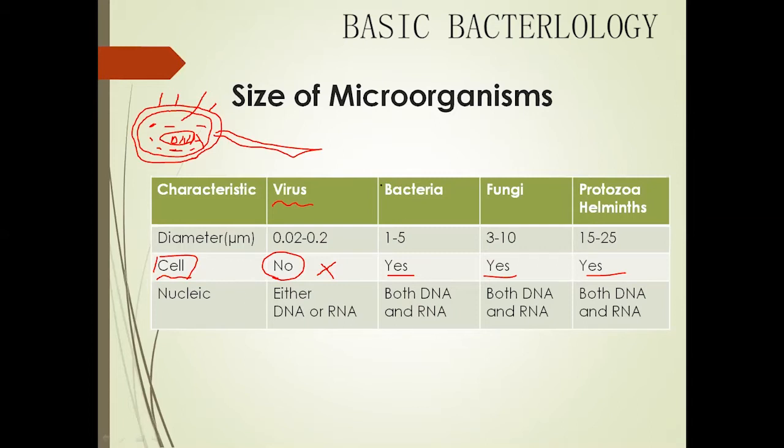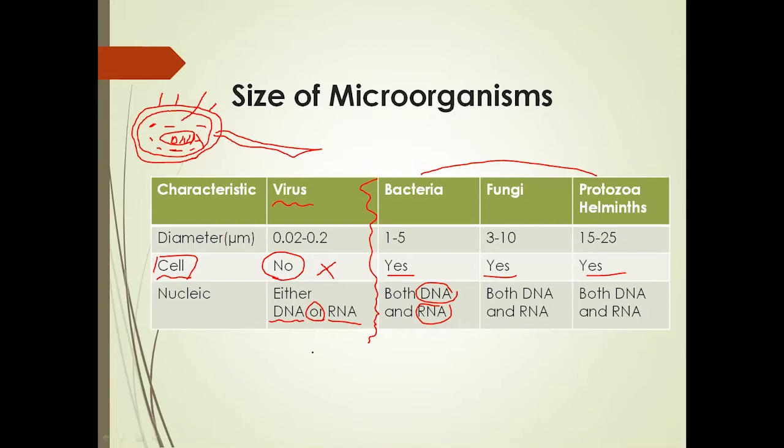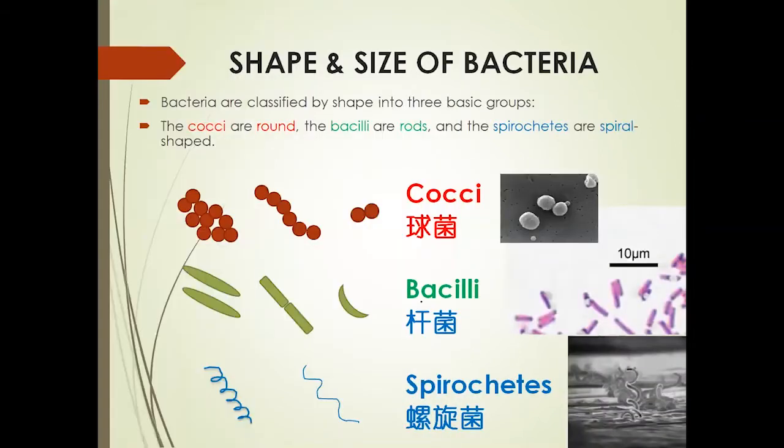And another difference between bacteria and the other microorganisms, another big difference here: all the other microorganisms have both DNA and RNA. But virus only has DNA or RNA. No virus has both. So that's another big difference. That's why viruses can be so small, because they don't have cell structure. So that's about the different sizes of microorganisms.